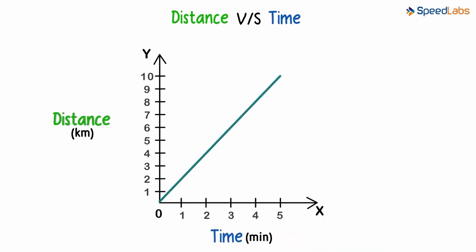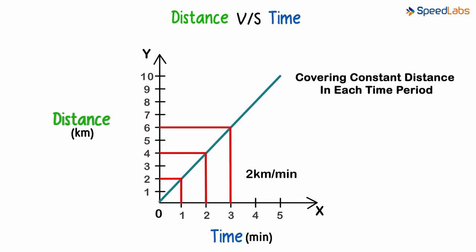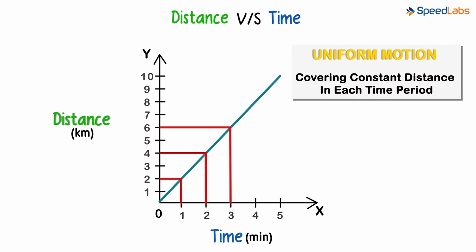Let's look at this graph we have. The x-axis has intervals marked at 1 minute each. We can see how much distance has been covered each minute. What we see in this case is that the vehicle moved 2 kilometers each minute, and that is constant for this entire time period. Covering constant distance in each time period is an example of? Yes, it's an example of uniform motion. What I want you to notice is that when uniform motion is charted, what we see is a straight line.